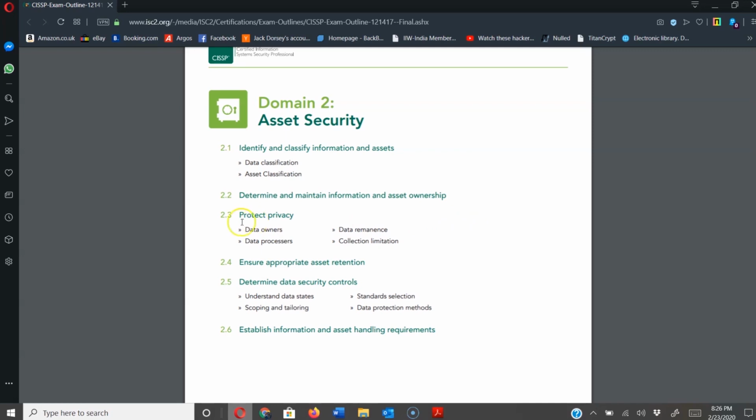Then we talk about protection of privacy. So: data owners, data processors, data remnants, collection limitations, determining and ensuring appropriate asset retention. So let's say data, right? Even if I have data, how long do I retain it?